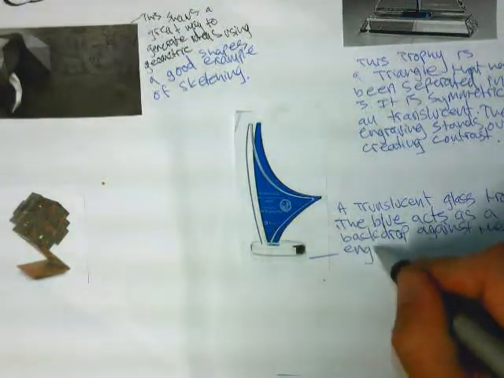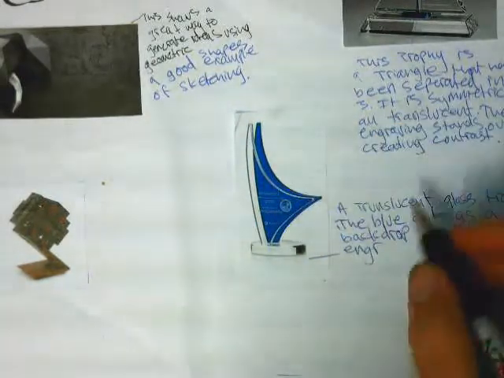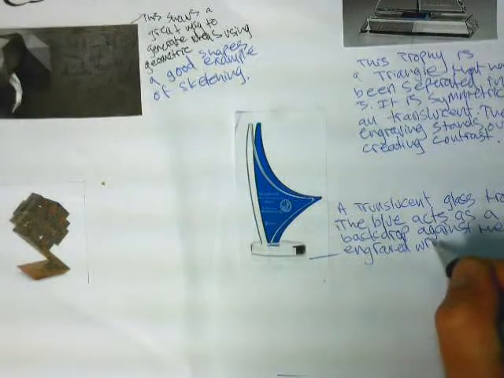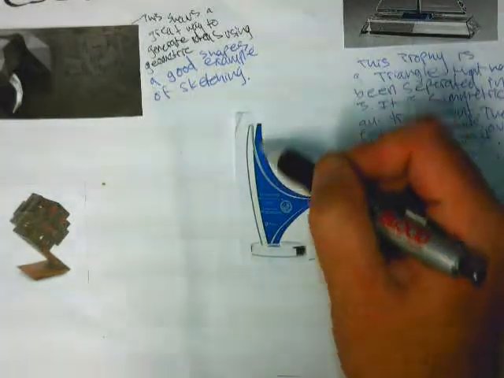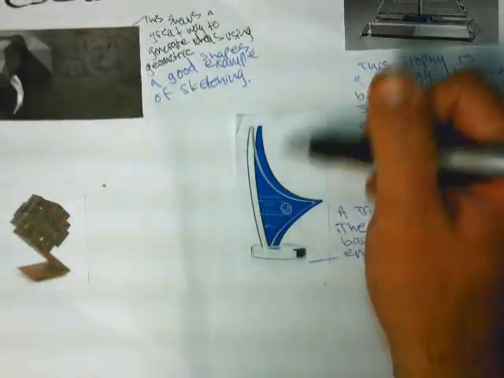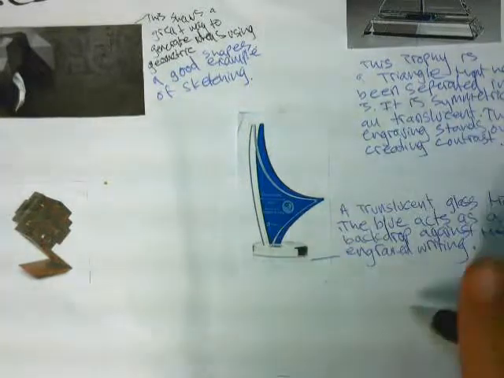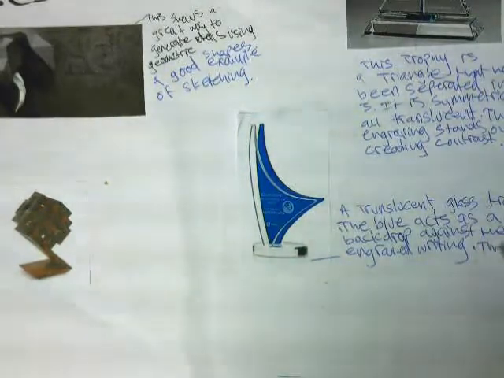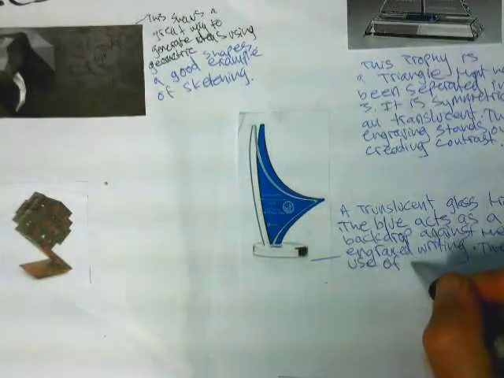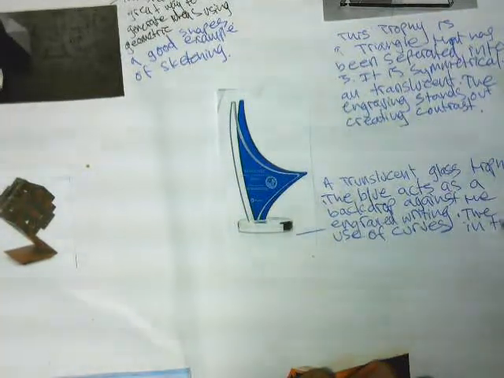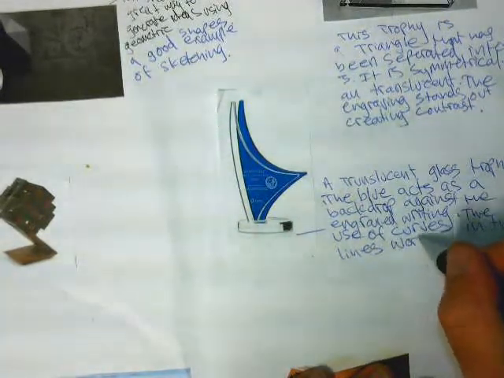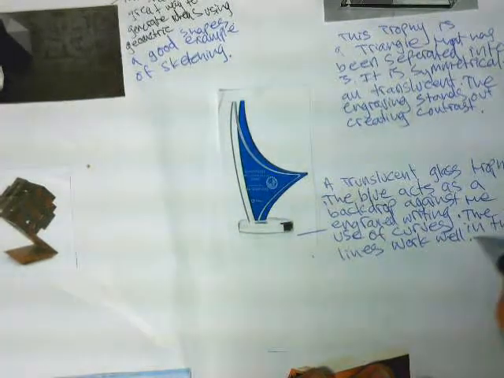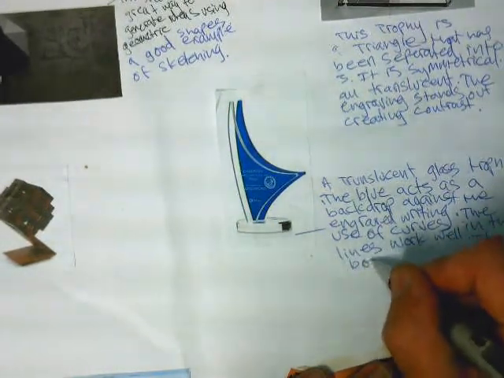Now, what else am I looking at here? I can see these nice curves. It looks sort of like a sailing ship, so I might go with that. It could be this, the use of curves in the lines work well. It could be a simplified sail for a boat.